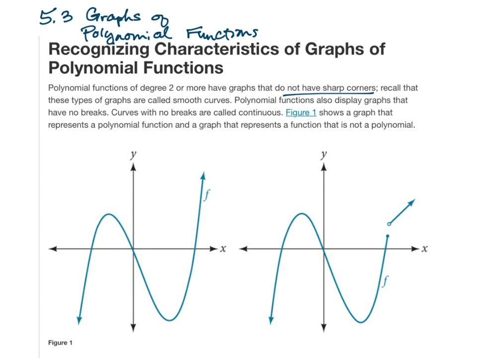It says polynomial functions also display graphs that have no breaks. No breaks, ever. Okay? Curves with no breaks are called continuous. So these are continuous curves.